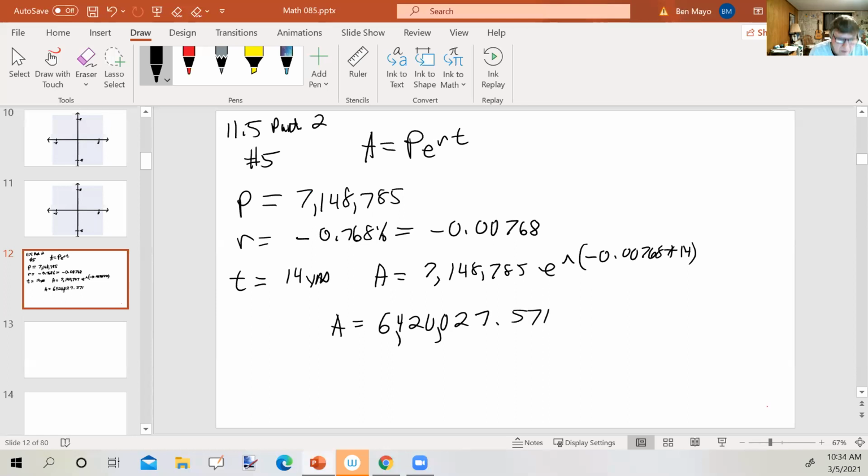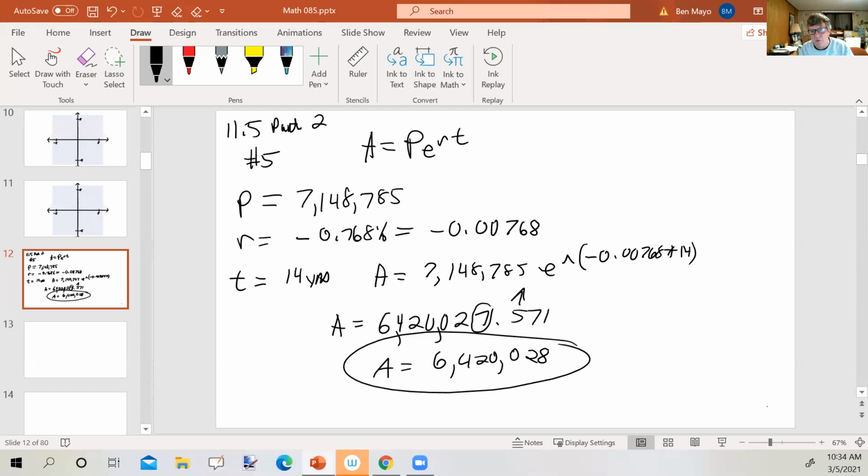Putting all that into the calculator, we get 6,420,027.571. And it said round your answer to the nearest integer. The 5 would round up, so we get 6,420,028 would be the estimated population in the year 2024. Any questions on that problem before I go on to the next?